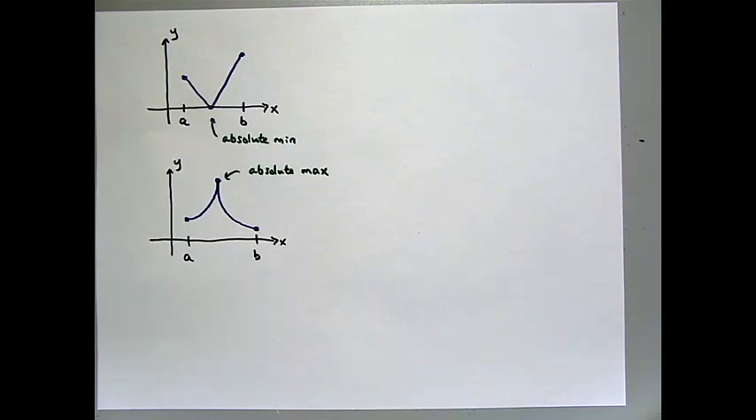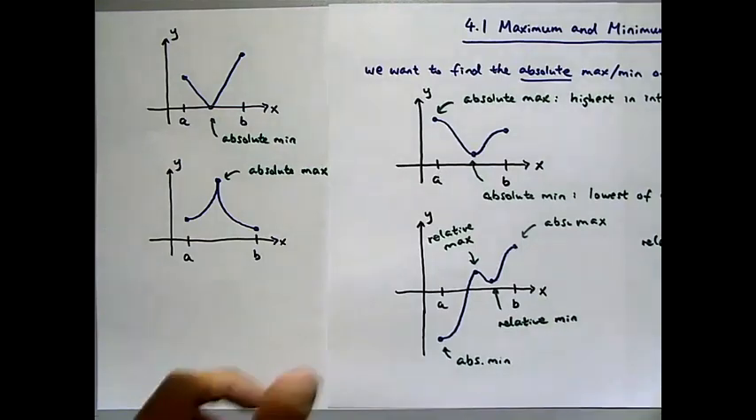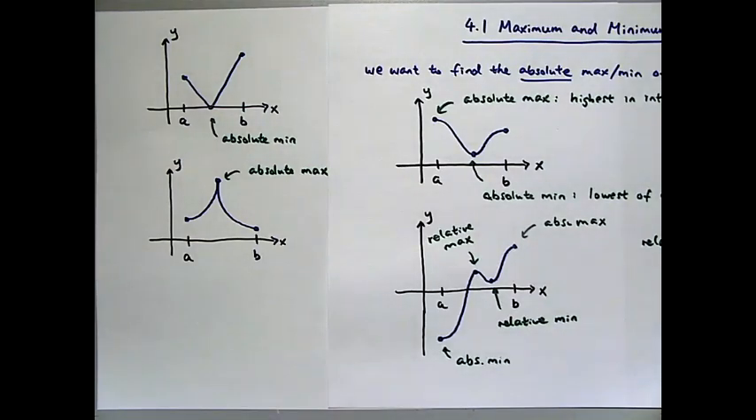Okay, now look at the four graphs that we just sketched. Where do you think are the possible locations of absolute maximum or absolute minimum based on the four graphs we just saw? Where might they occur? What do you think? Right, that's one good place to look for it.